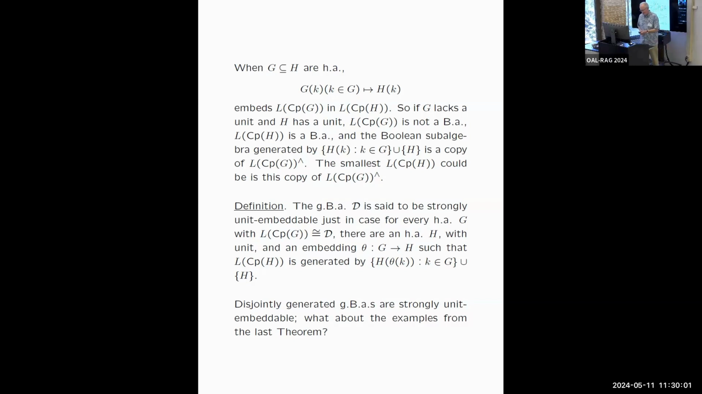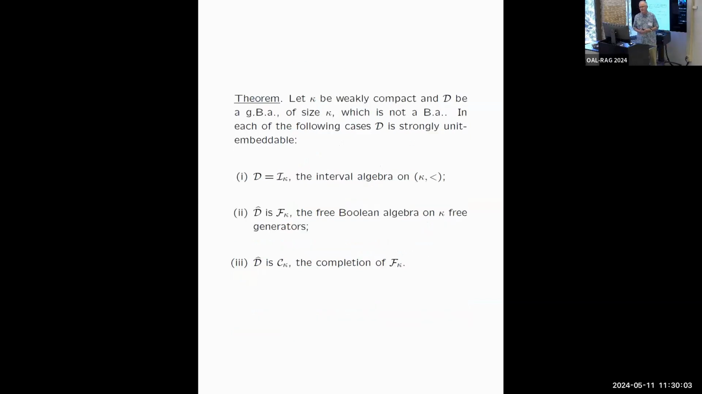Roughly speaking, the first three examples go through. So the interval algebra, when kappa is weakly compact, we have a generalized Boolean algebra of size kappa that isn't a Boolean algebra. Well, if we look at the interval algebra on kappa, that is strongly unit embeddable. If the associated Boolean algebra is the free Boolean algebra on kappa free generators, that is strongly unit embeddable. If the associated Boolean algebra is the completion of that, that's strongly unit embeddable.